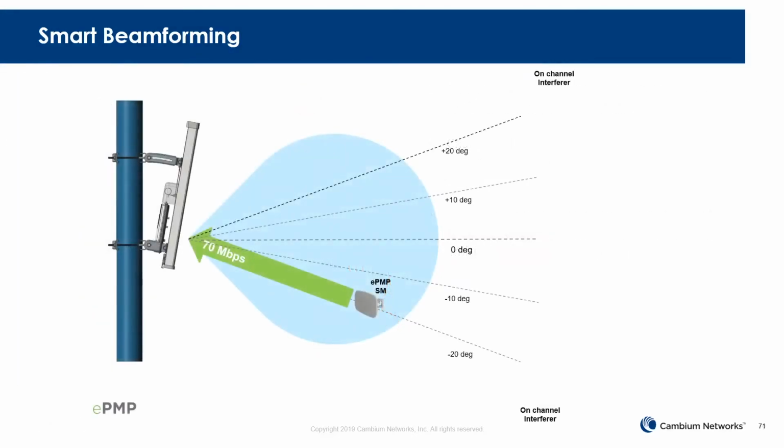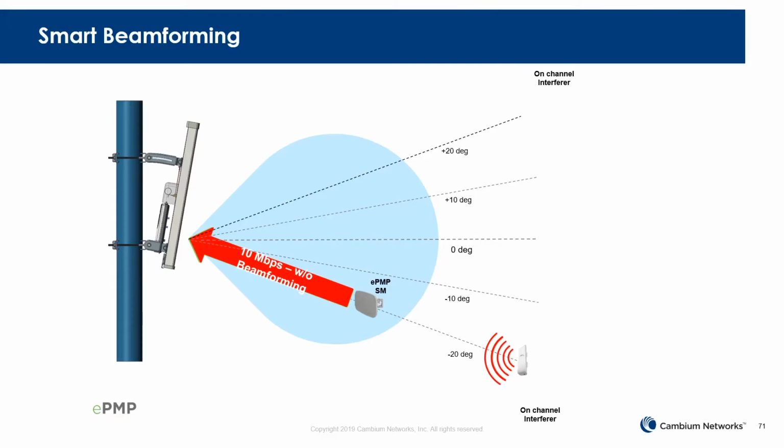This diagram shows the effect of an interferer on an SM when it is in the same azimuth. For example, with no co-channel interferer present, the SM is achieving 70 megabits in the uplink. When an interference source is introduced, this drops to 10 megabits.